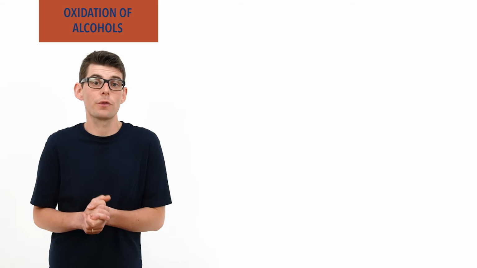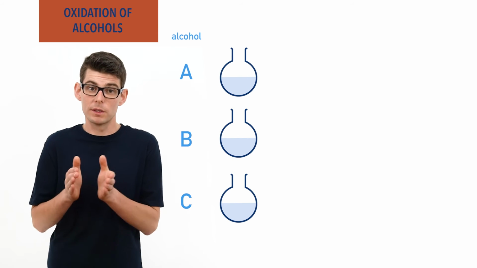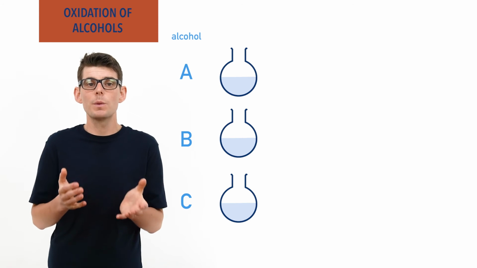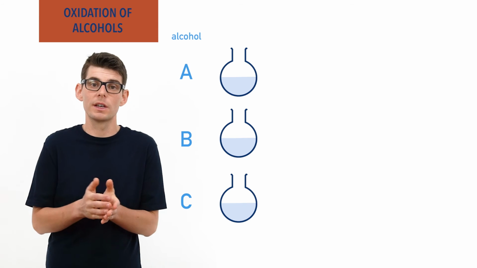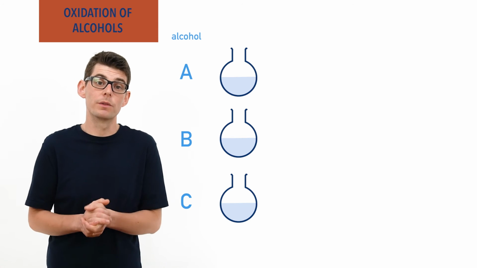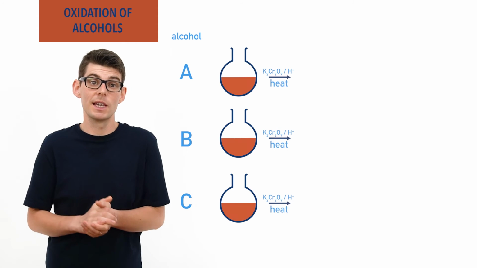Let's imagine you've got three samples, A, B, and C. One is a primary, one is a secondary, and one is a tertiary alcohol. To find out which is which, we need to try and oxidize them all and then analyze the products formed. To start with, they would all be heated with acidified potassium dichromate, the oxidizing agent.